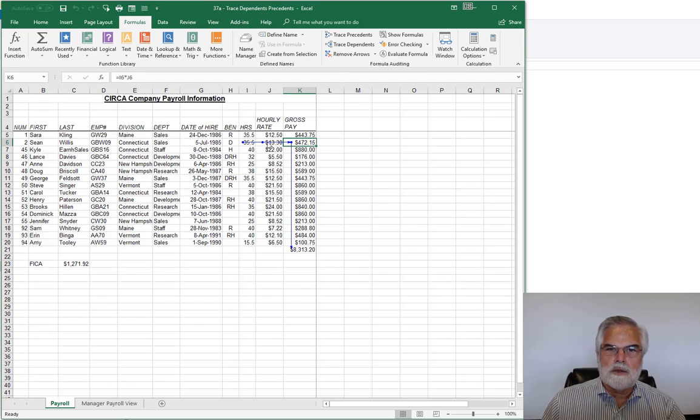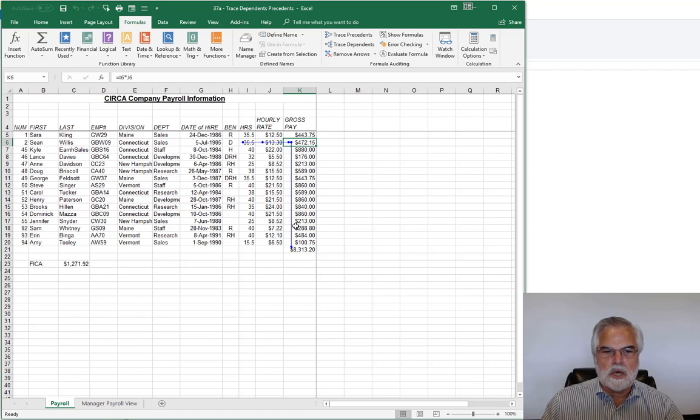Are there any numbers or anything that precede this number that affect this total? Sure, it's these. Now, are there any dependents? Sure. Or is there any number in this whole worksheet that depends on this number? Sure, this total. Without these numbers, all of them, you wouldn't have this total. That's the difference between precedents, that preceded, and dependents.